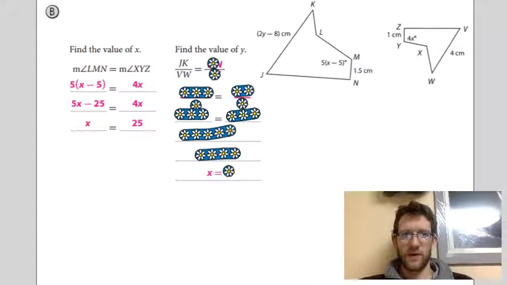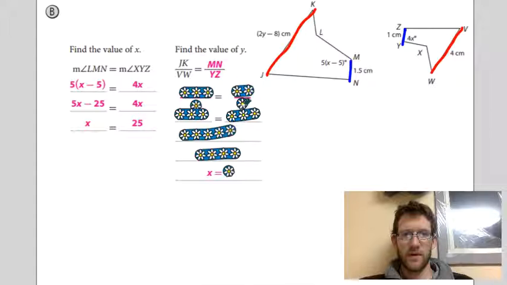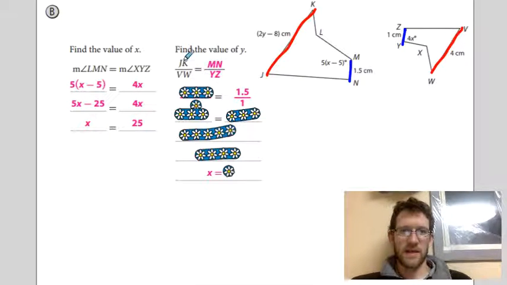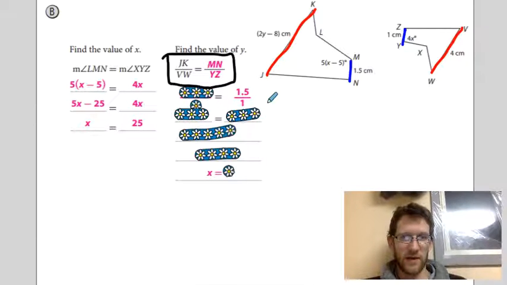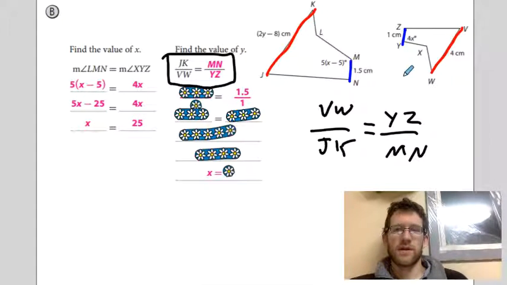Similarly, this one here, we have this side, JK, corresponds with WV. We know that they have the same proportion as MN and ZY. So we're given values for MN and ZY. MN and ZY have values of 1.5 and 1. Multiple ways to set this up, though. This isn't necessarily the only way. You could, again, do the reciprocal. So you could do VW over JK equals YZ over MN. Totally fine. Totally works.